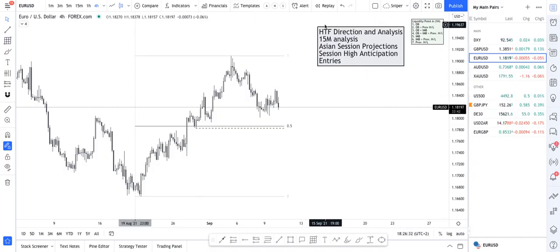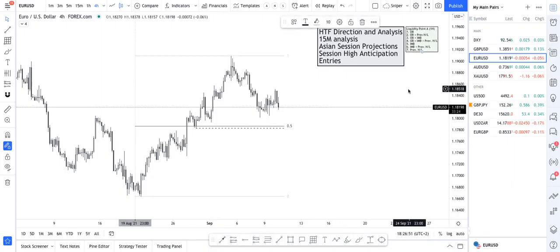So we're going to look at the high time frame direction analysis, looking at 15-minute analysis, Asian session and projections, session high anticipation, and then entries as well. Those are the 5 things, the main things that we basically need to be concerned with. And then we're going to look at identifying liquidity. Where is the liquidity and where do we find liquidity?